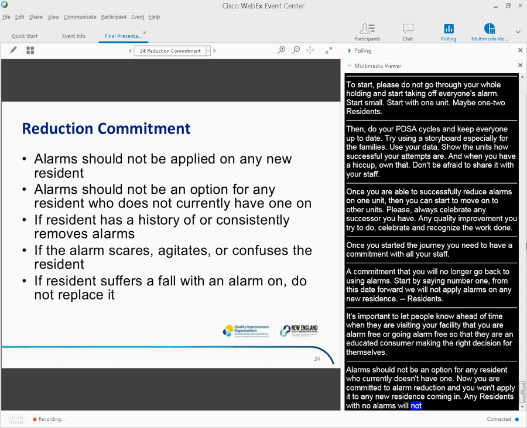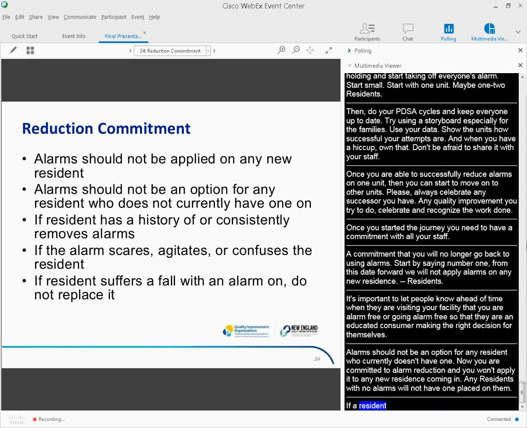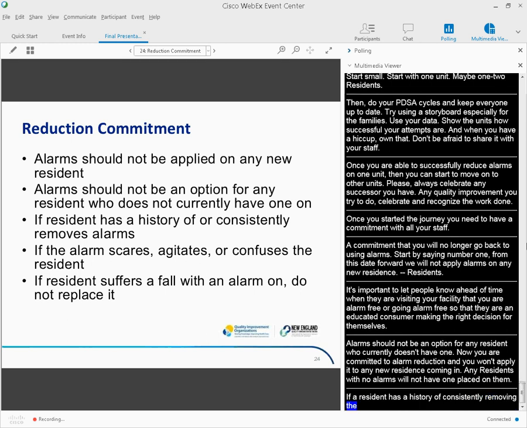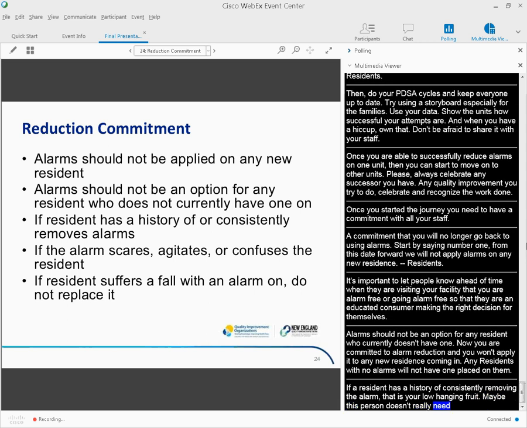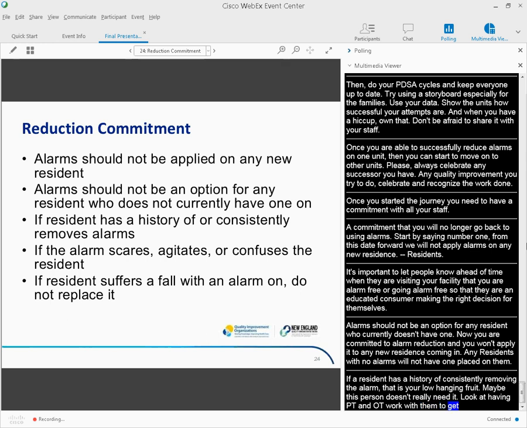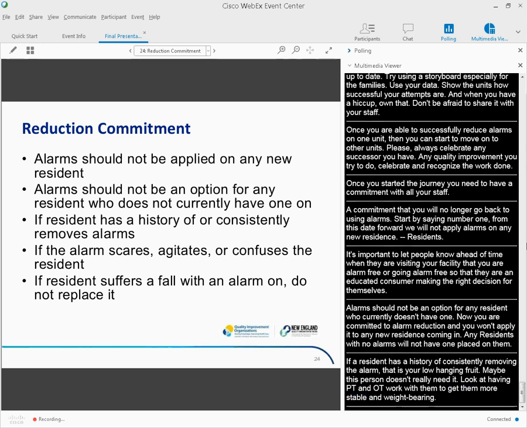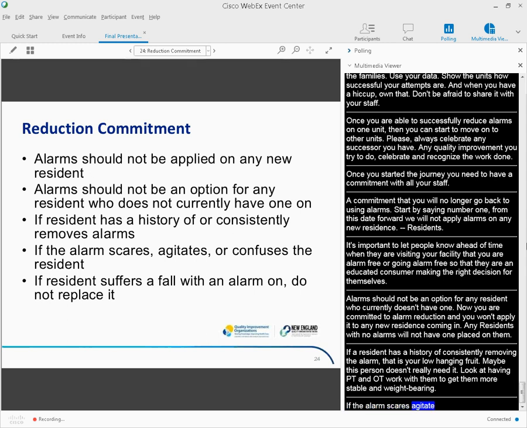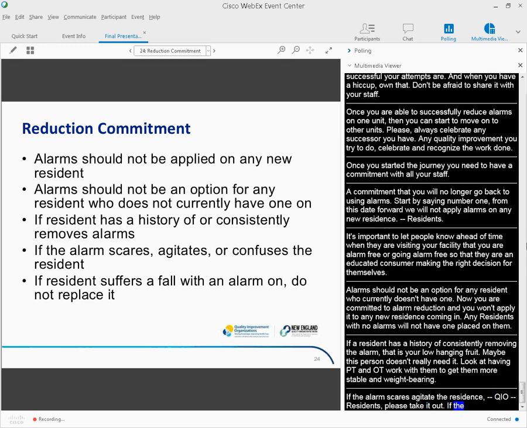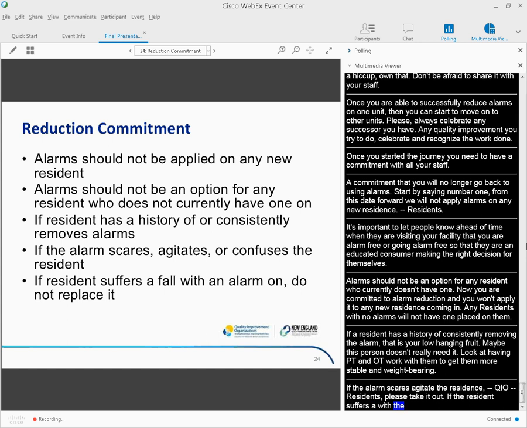If a resident has a history of consistently removing the alarm, that's your low-hanging fruit, where you can start saying, okay, maybe this person doesn't really need it. Look at having PT, OT work with this person to get them more stable and weight-bearing. If the alarm scares, agitates, and confuses a resident, please take it off. It can only make the situation worse. And if the resident suffers a fall with the alarm on, do not replace it because it's defeating the purpose of your goal.